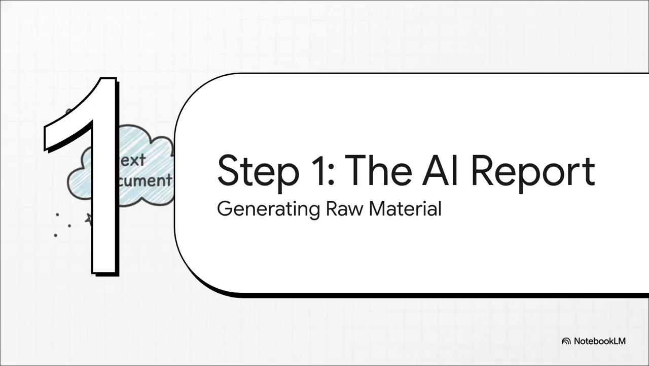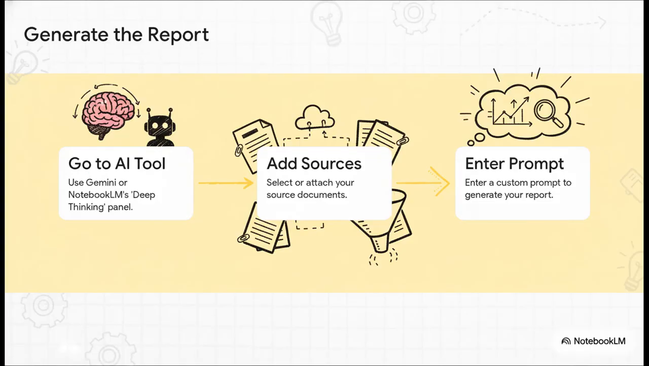Okay, let's get our hands dirty. Step 1 is all about the AI report. This is where we generate our raw material. The whole process kicks off in either Gemini or NotebookLM's deep thinking panel. It's super straightforward. You just select or attach whatever source documents you're working with, and then you pop in your custom prompt to get the report started.